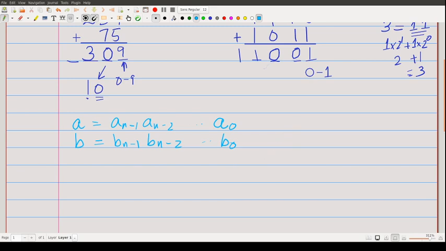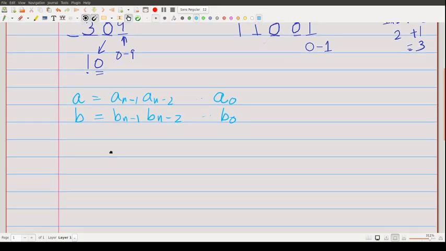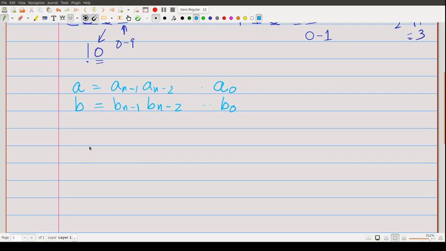And so the way we add this is we did a process something like this. We added these two numbers a naught and b naught, and we tried to see whether it was bigger than 2 or not. If it was bigger than 2, then we write it as follows.